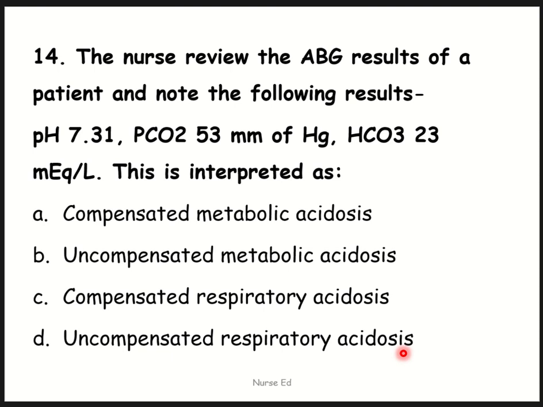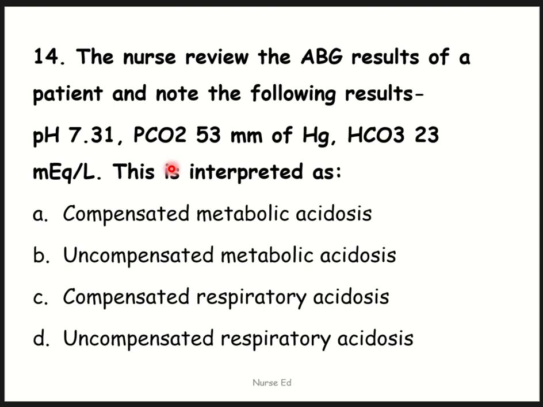So how to identify the answer? First you check the pH. Then you decide whether it is acidosis or alkalosis. pH is 7.31, and normal pH is 7.35 to 7.45. Now it is less than normal, that means it's acidosis. All your options are acidosis. Now check your PCO2 and bicarbonate. Bicarbonate normal is 22 to 26, right? So bicarbonate is normal here.